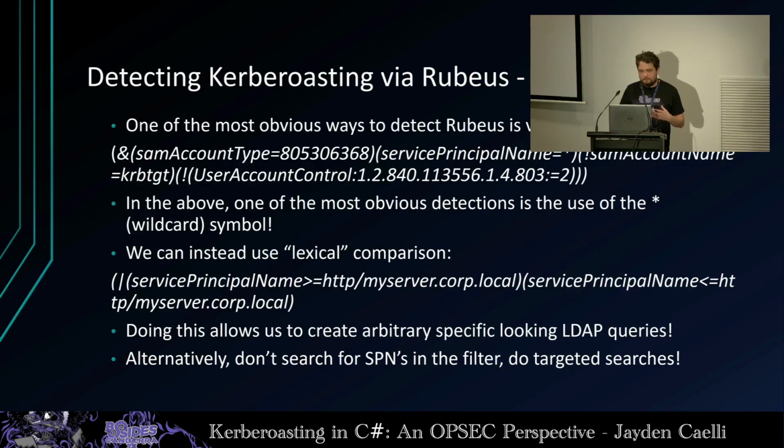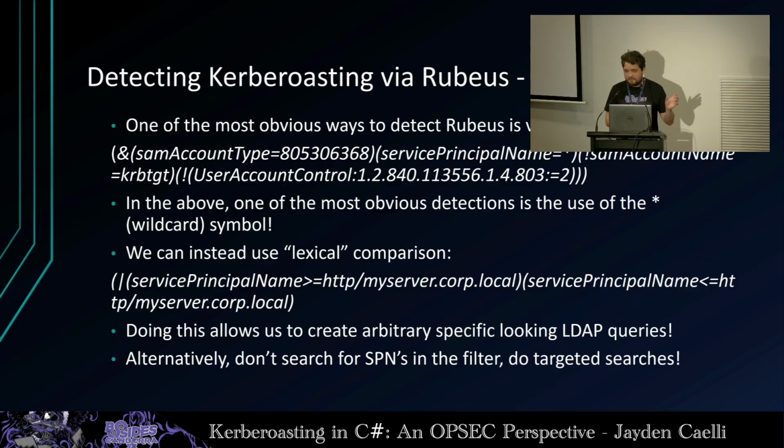Cool, so now that we have that, what are some of the easy ways that a defender would be able to immediately pick out that this is Rubeus doing really bad things? Probably one of the easiest ways to detect it would be through the LDAP query it uses itself. You can see that's a very specific query.